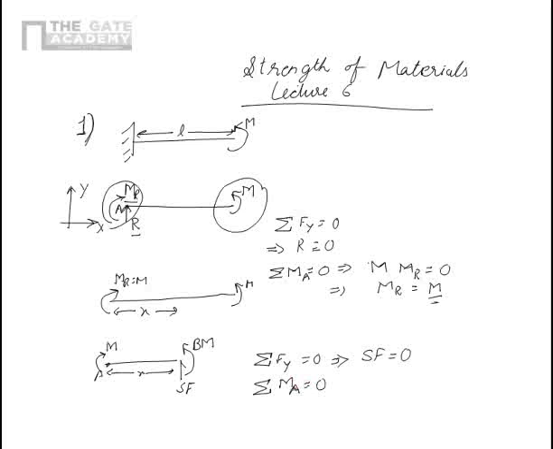Moment about A. Now there are three moments. First is the BM. Second is the shear force multiplied by x. And third is the reaction. Now reaction is minus M because it is acting in the clockwise direction. So the sum of them is 0. SF is equal to 0, so that directly is taken out. So BM is equal to M. So at any section, the bending moment is equal to the applied moment.